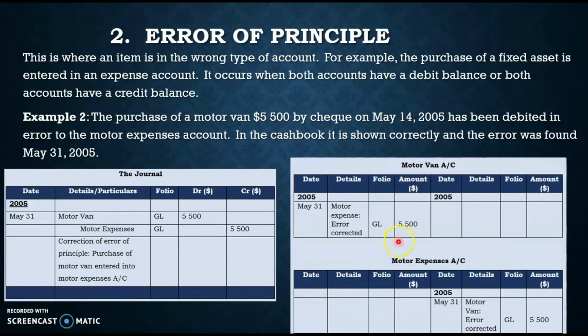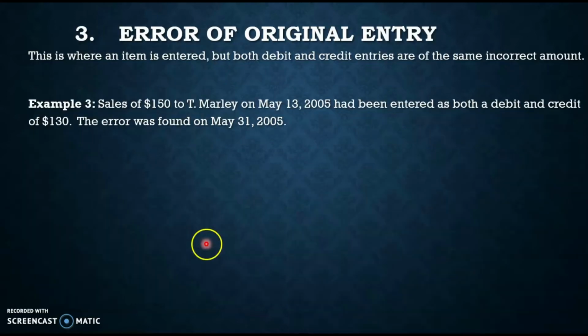So just to show the posting of this entry, motor van would be debited with motor expense error corrected, and motor expense would be credited. Before, you definitely would have the entry on the debit side, so you'll have to put it on the credit side to remove it.